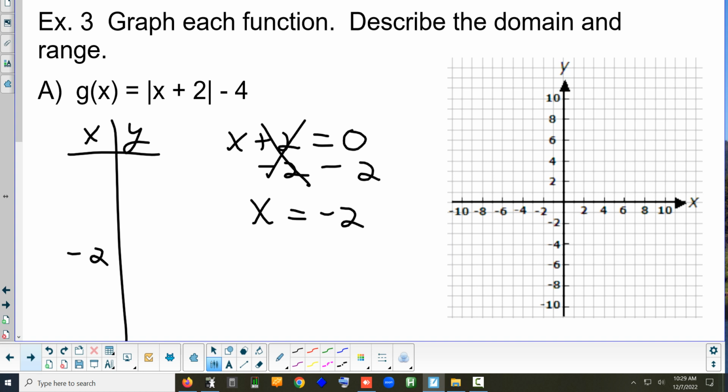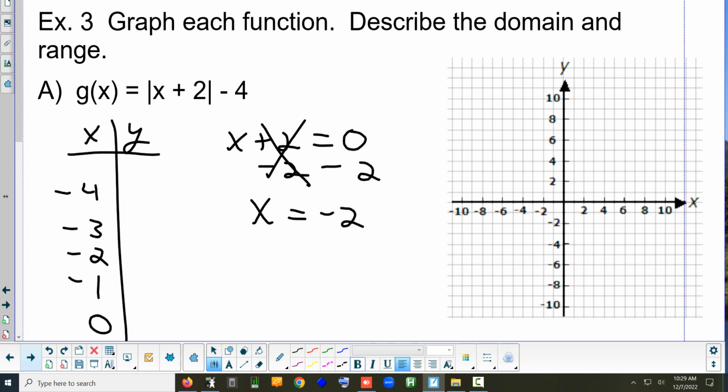-2 is going to go in the middle. Now we're going to pick 2 lower and 2 higher. What's lower than -2? -3. And what's lower than -3? -4. Okay, Michael already gave us one that's higher, so that's good. I need one more that's higher. 0. All right, now, when we plug these numbers in, one at a time, we're going to do 3 things. We're going to add 2 to it, then take the absolute value, then -4.